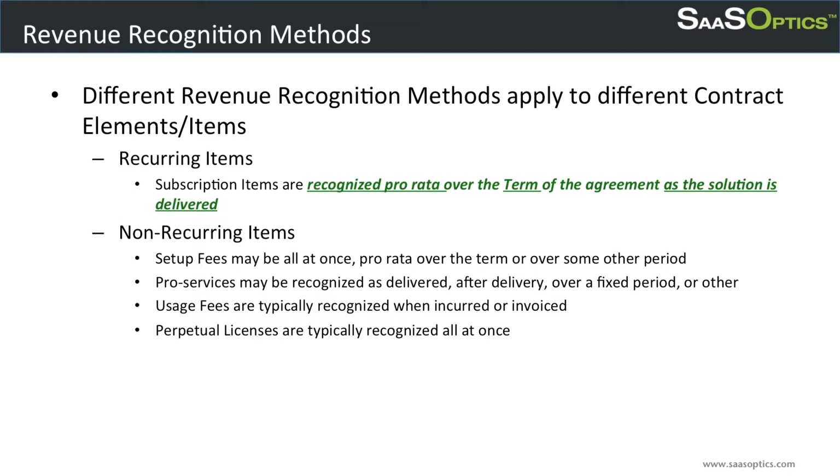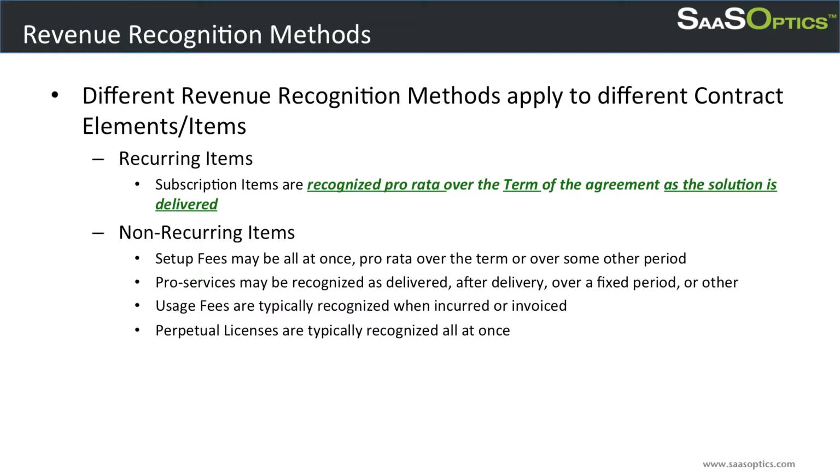They can also be pro rata recognized over the term, and can be recognized over some period other than the term. We've seen plenty of examples of something like a setup fee being required to be recognized over a multi-year period, even though the subscription term might only be 1 year. So auditors and accountants will tell you what the period for recognizing something like a setup fee will be. Professional services can be recognized as delivered, sometimes after delivery, maybe over a fixed period, so ratably over a fixed period, or through other mechanisms.